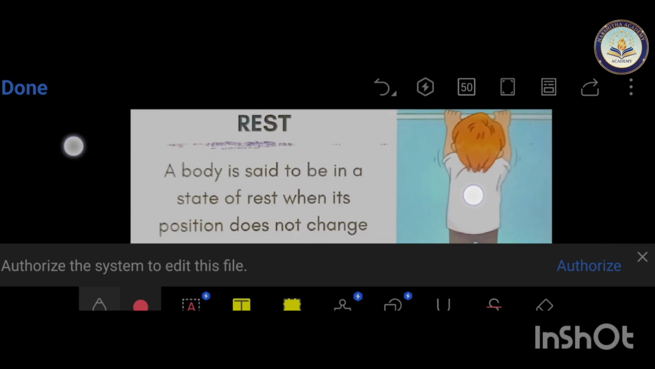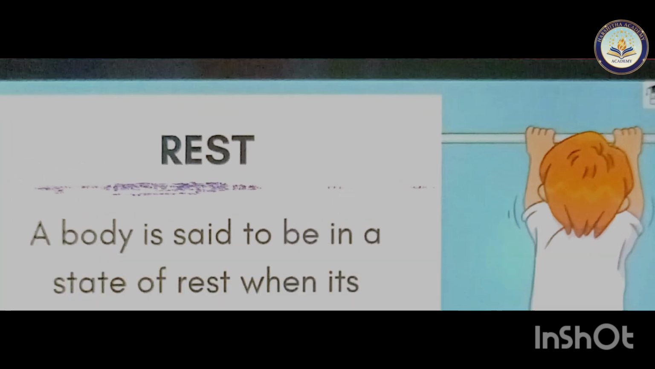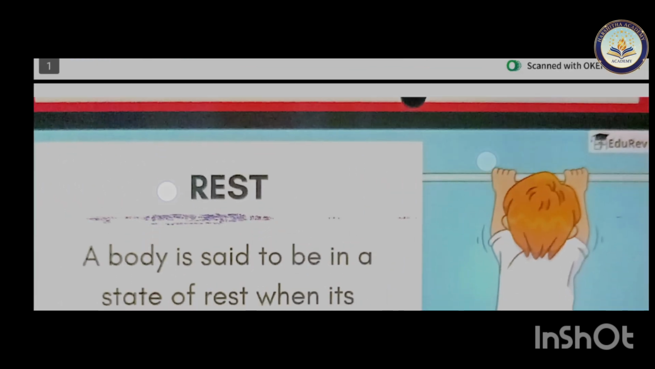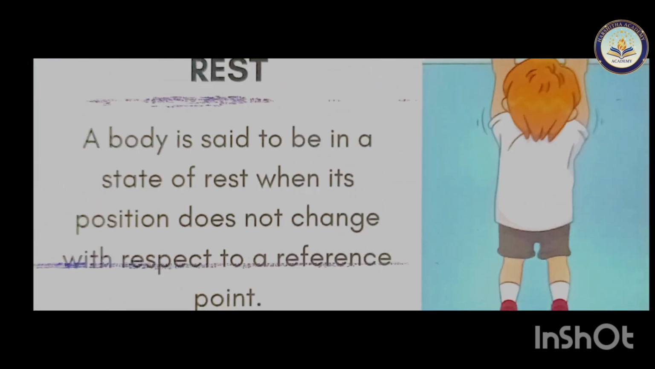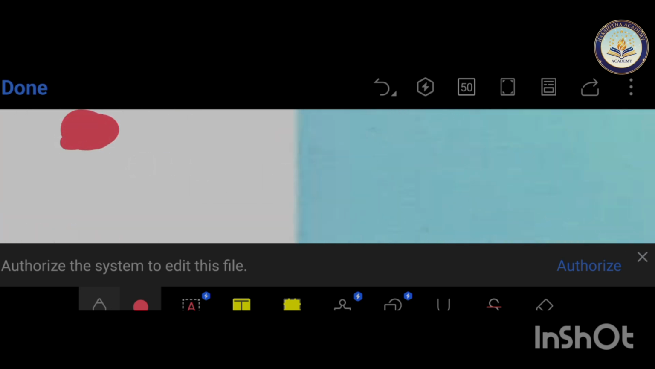First we have to learn what is rest, guys. What does rest mean? A body is said to be in a state of rest when its position does not change with respect to the reference point. What explanation is given here, guys? The body is here, and the body moves like this.